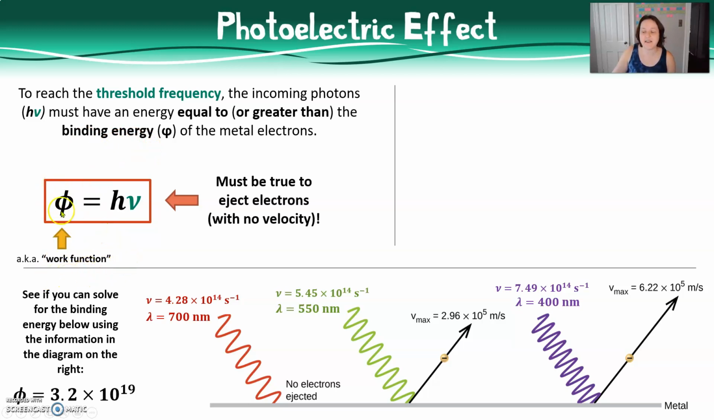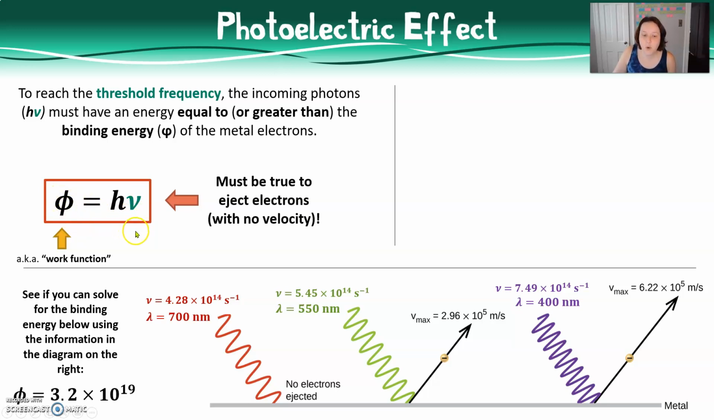This is given the symbol phi. So to determine the threshold frequency needed by the metal electrons, we can set the energy of the light, h nu, equal to the binding energy or work function. In this way, if the binding energy is known, we can solve for the threshold frequency. Or if the threshold frequency is known, we can solve for the binding energy.